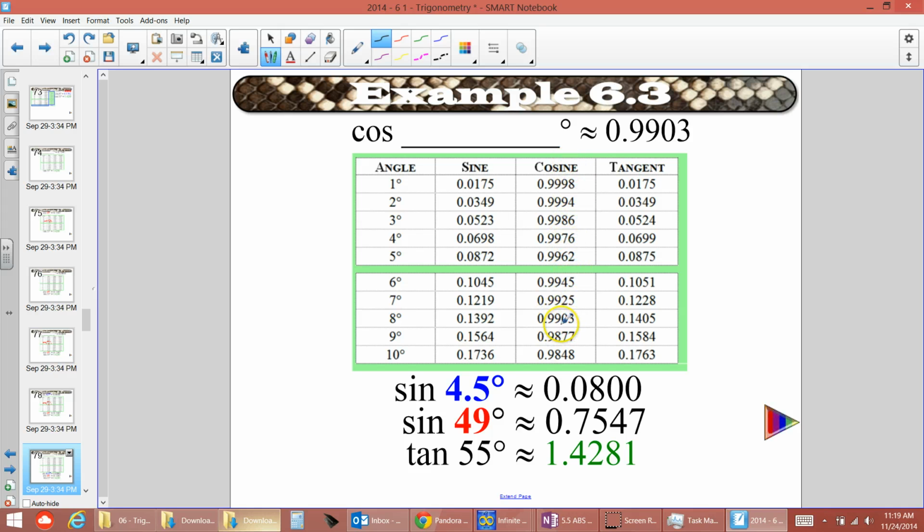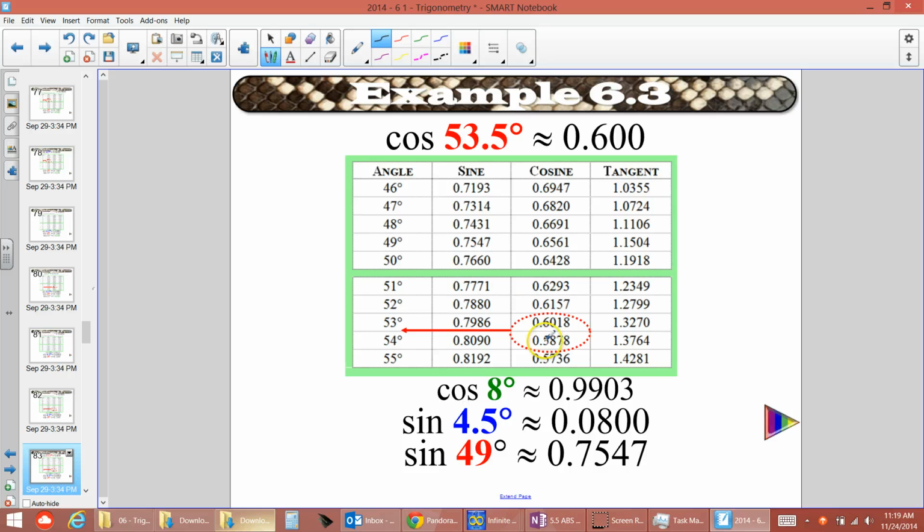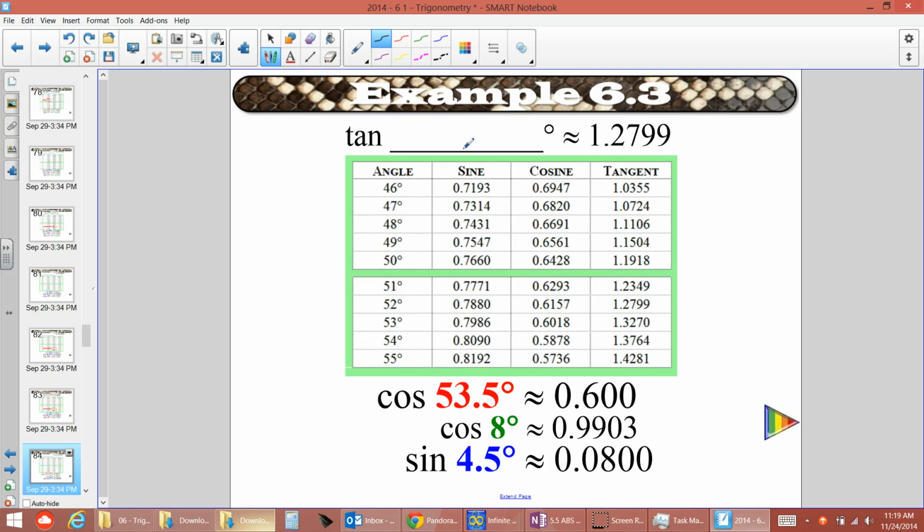There it is. And I see that aligns to angle 8, so I put an 8 in. 600 under cosine. 600, we're really close with this one. So we're technically in between 53 and 54. So you could put down 53.5, or you could round and say, I am closer to 53. And so you could just scribble out the 0.5 and put rounding to 53. We're closer to 53.